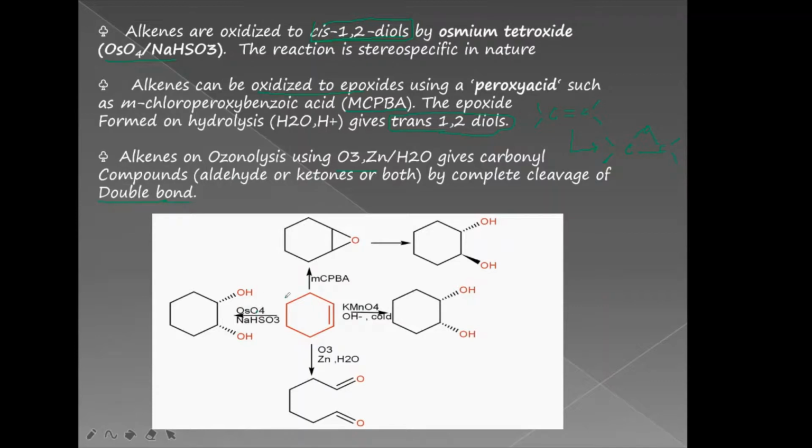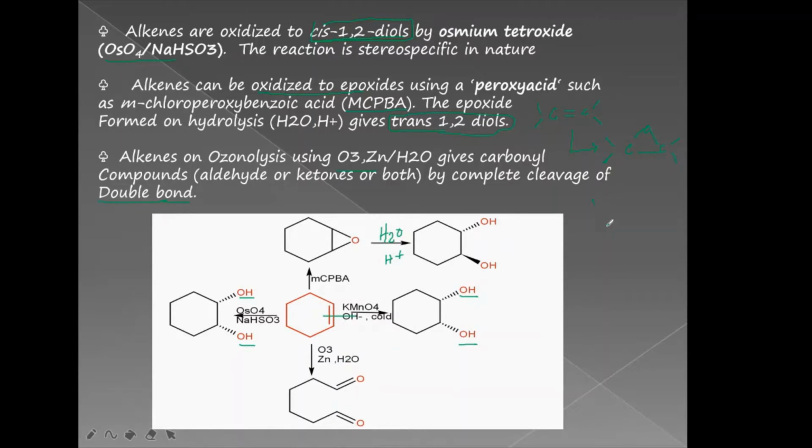A summary of these three we are discussing with an example. Here, cold alkaline KMnO4 gives two OH groups on the same side, and the same function can be done by osmium tetroxide and NaHSO3. Two OH groups on the same side. But with MCPBA, first we get an epoxide, the double bond is converted into an epoxide. Further, on hydrolysis using H2O, H plus, we get a trans-diol. Whereas in ozonolysis, the double bond is completely broken and converted into an aldehyde.